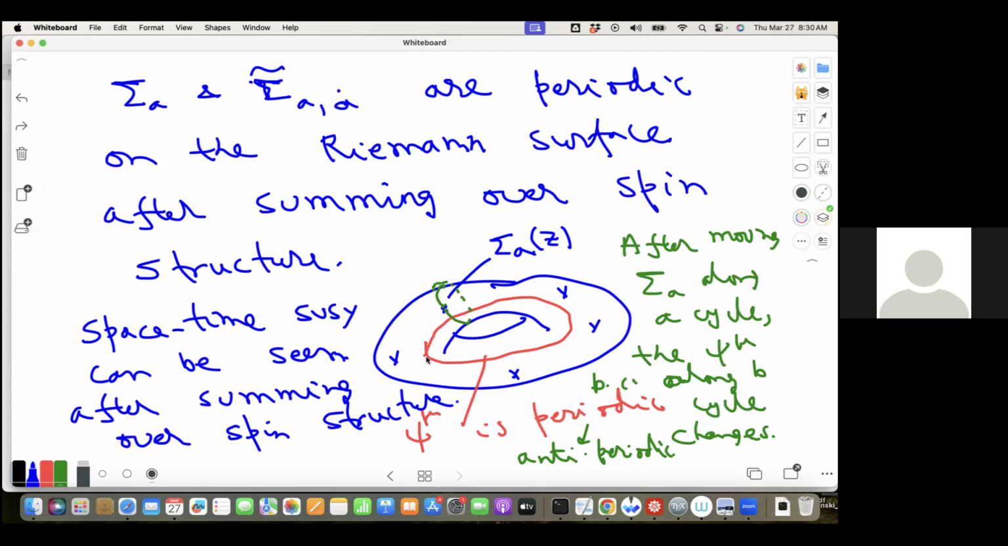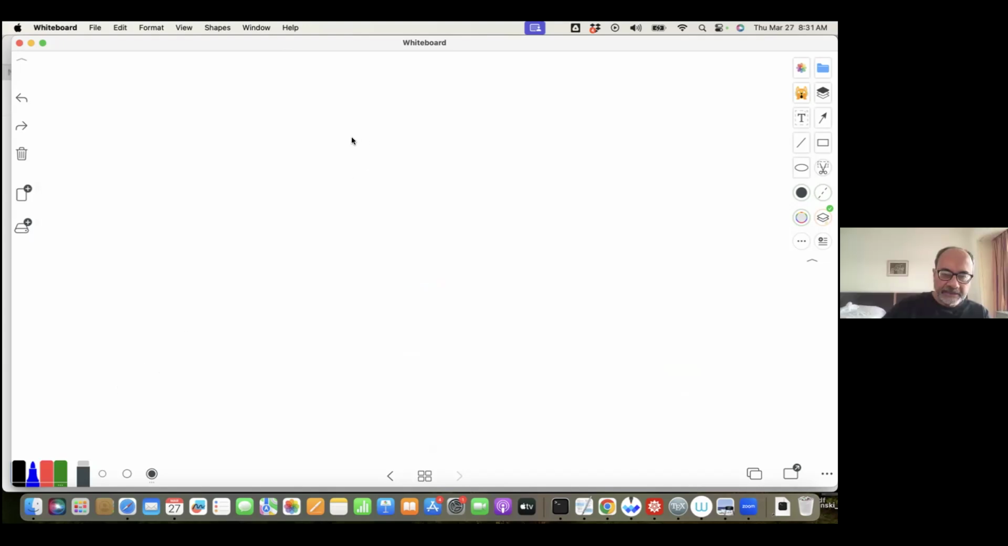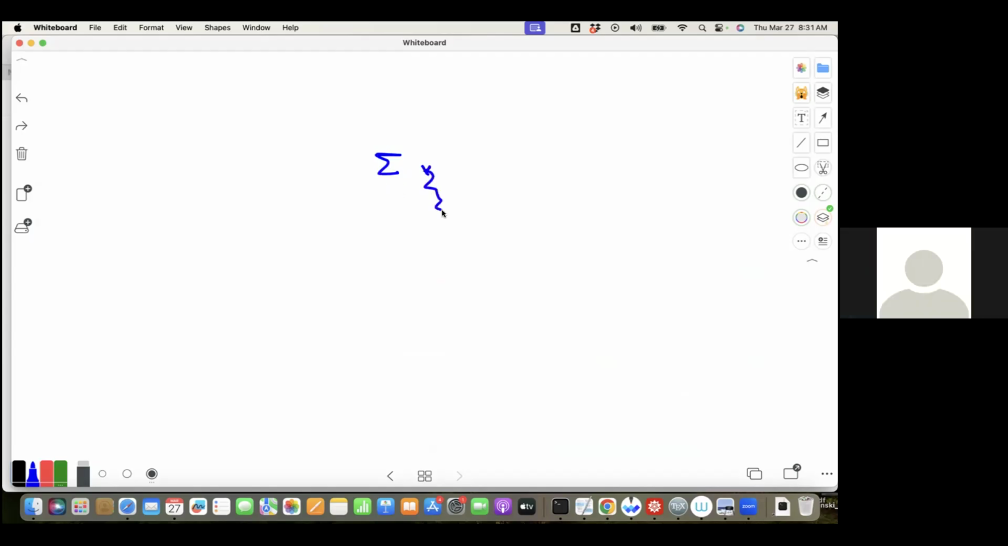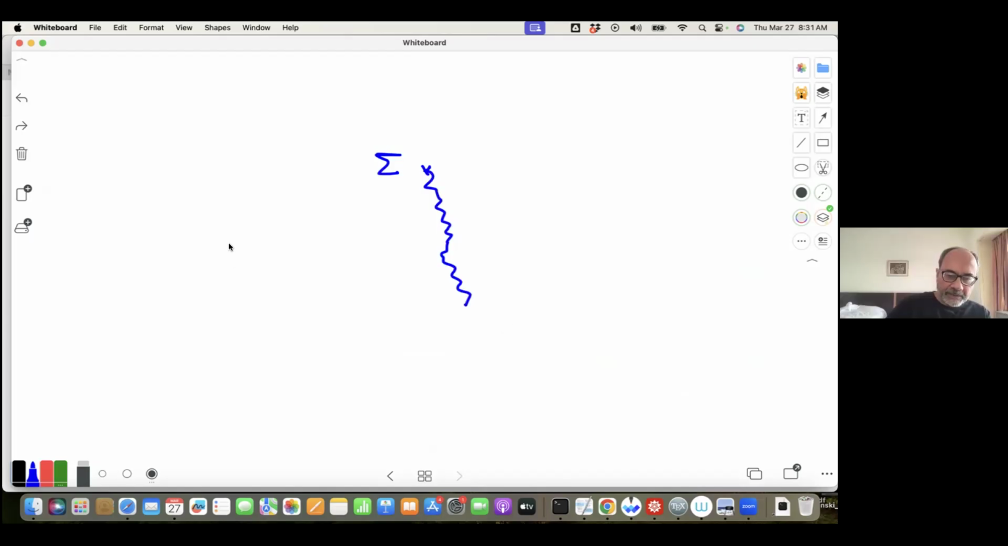Because psi mu had periodic boundary condition along the B cycle, that will now turn into anti-periodic boundary condition along the B cycle, because of this branch cut. Imagine that starting from sigma there is a branch cut. So what we are doing is taking the torus. Imagine that there is a sigma and there is a branch cut, and the branch cut may end on some other vertex operator.